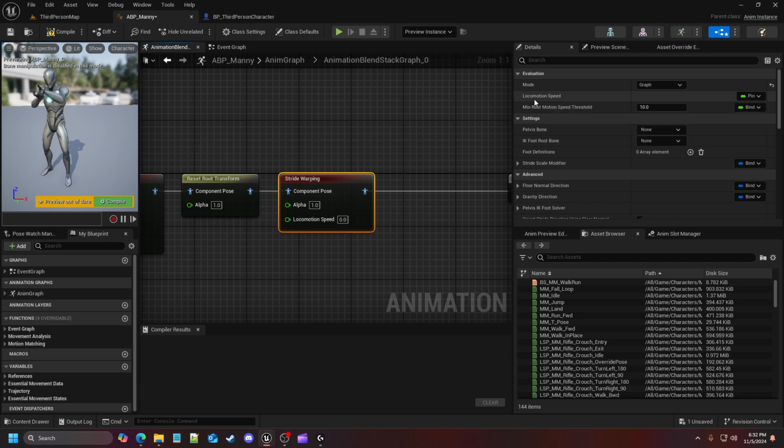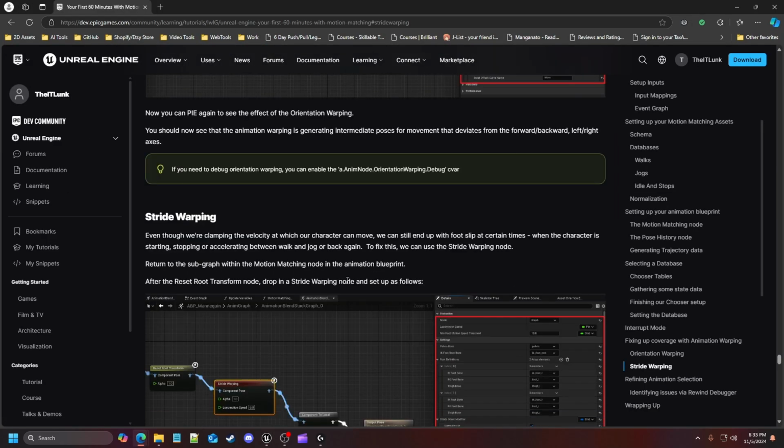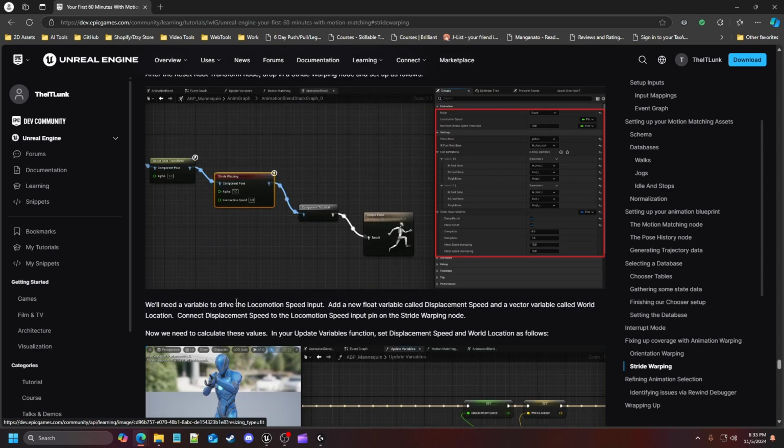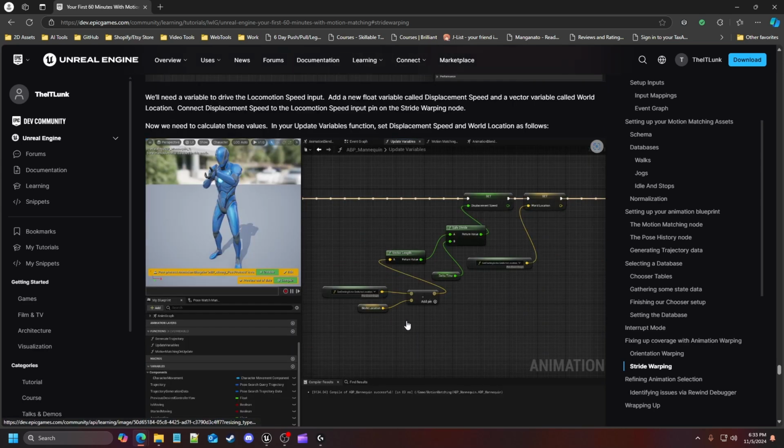So what I ended up doing, if we bring over the Your First 60 Minutes of Motion Matching, you could see that when we get into the stride warping, it says we'll need a variable to drive the locomotion speed input: add a new float variable called displacement speed, and a vector variable called world location. I'm not going to do that. I don't know why they do it here, but it doesn't make much sense to me, especially when we're trying to get the actor location and then whatever they have the world location set to, which you can see right here.